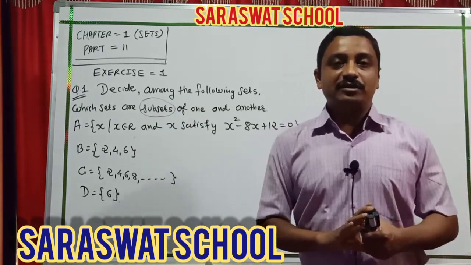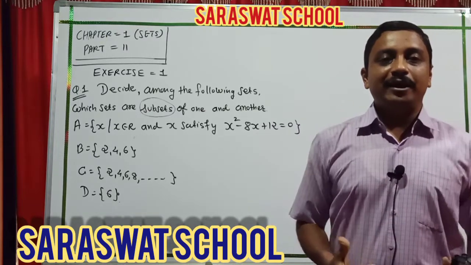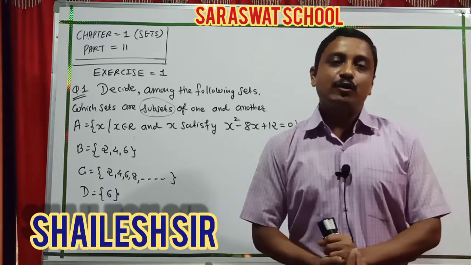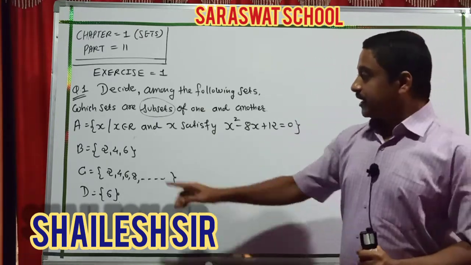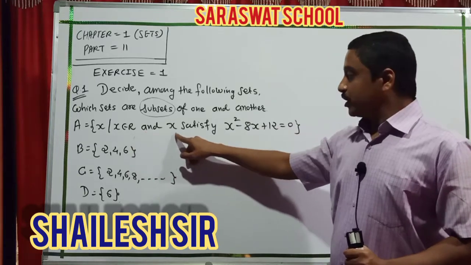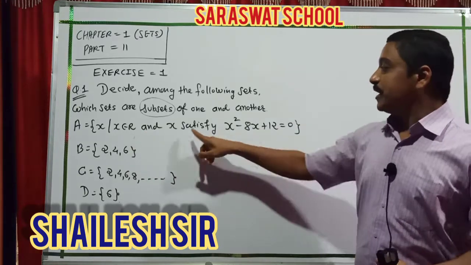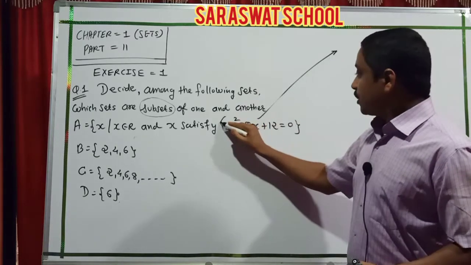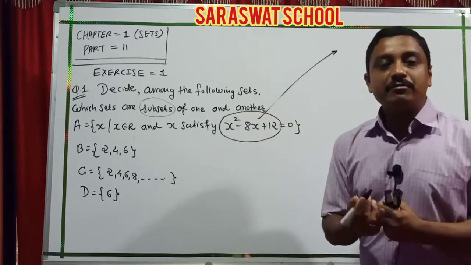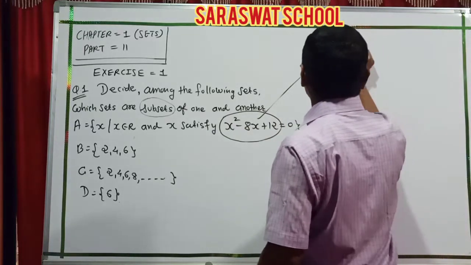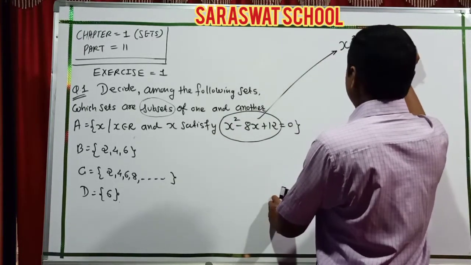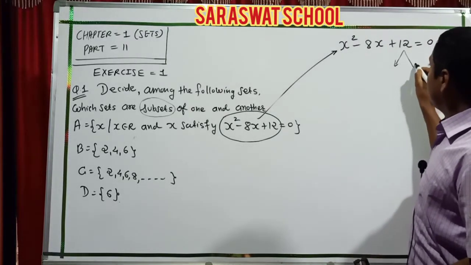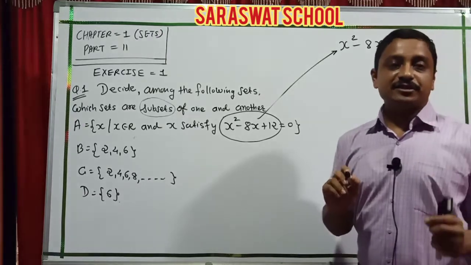Students, in this exercise 1, we will repeat and revise all our previous points one by one. Given set A, x belongs to R, x square minus 8x plus 12, the satisfied values of x. So first I start from x square minus 8x plus 12 and split it. Here you know that 12 splits out, but I want 8.